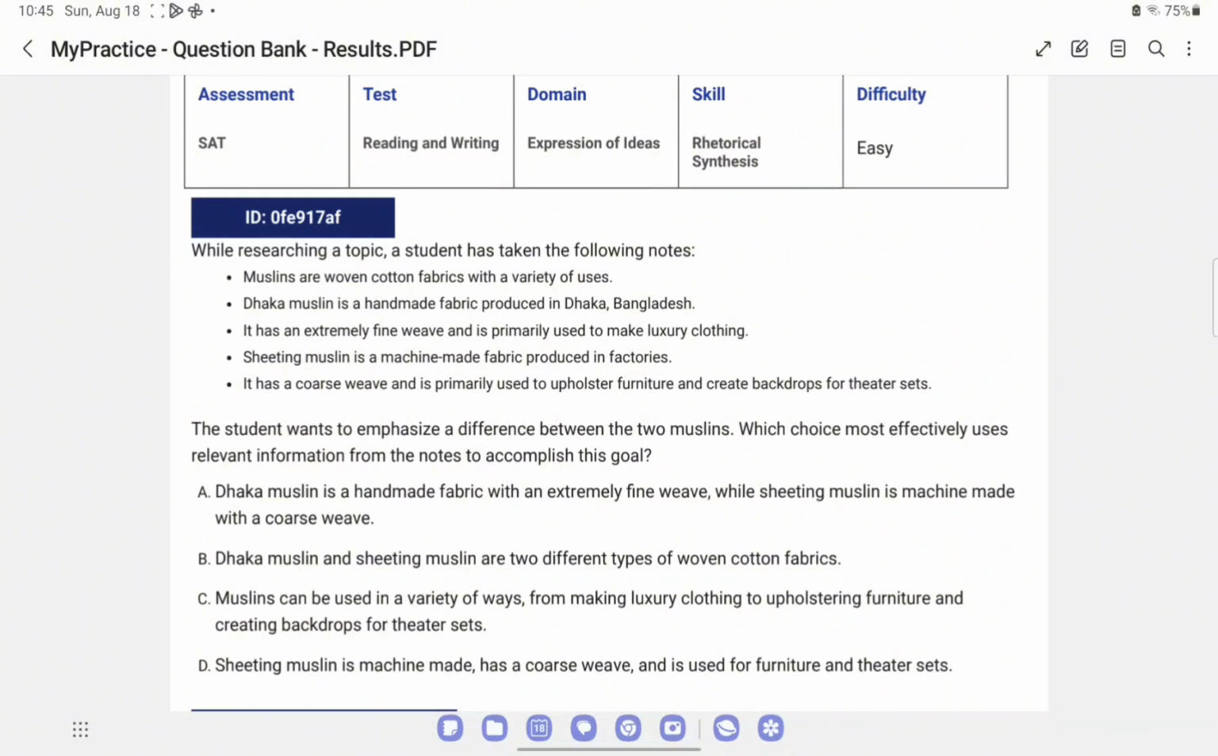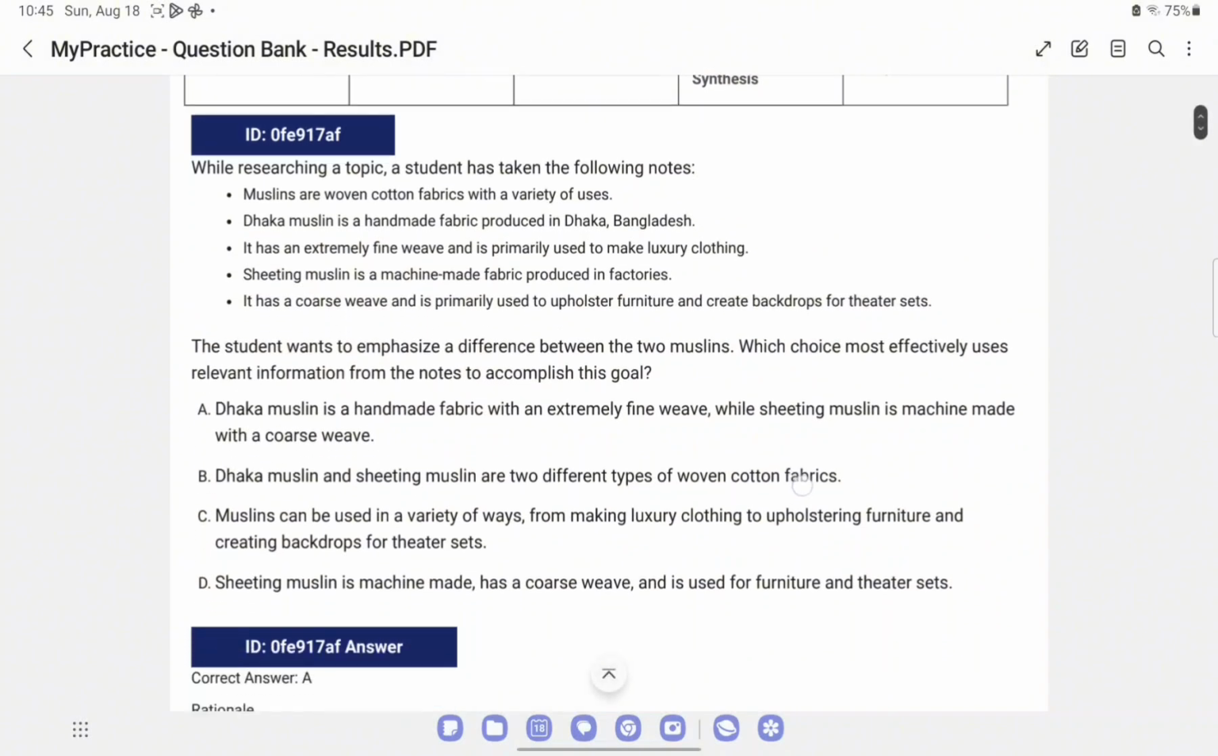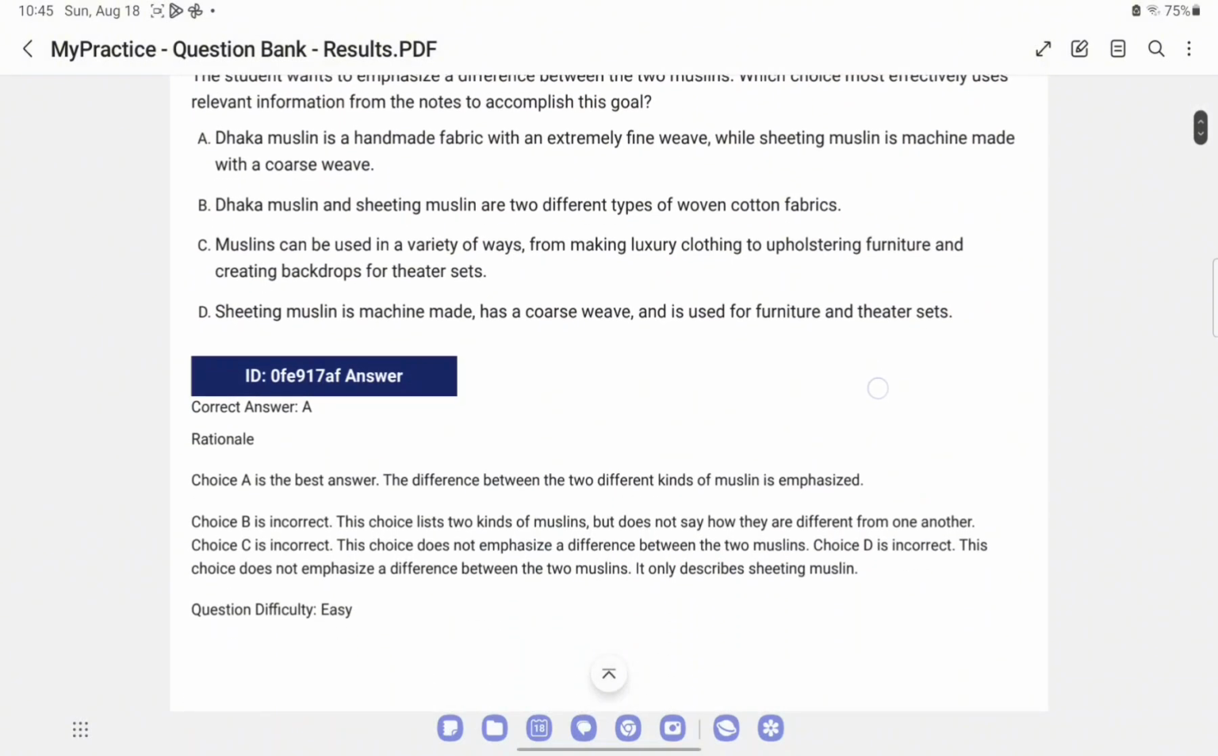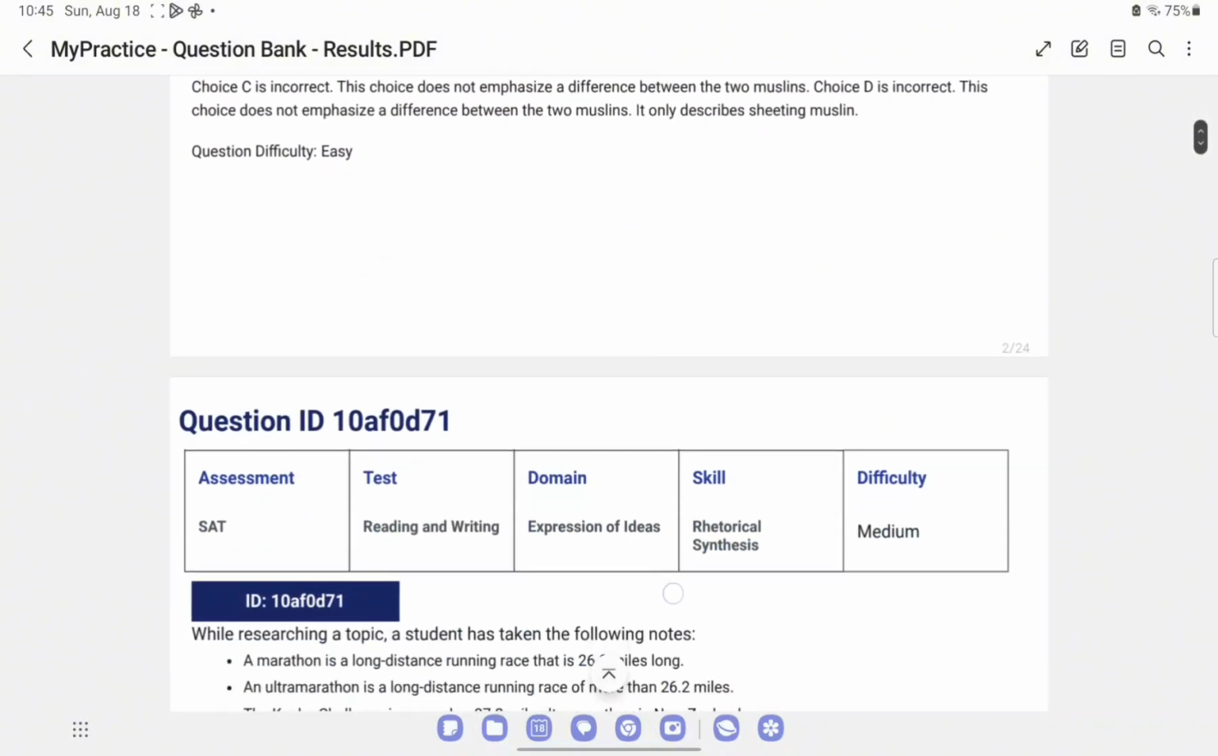But also B is saying something similar too, because it's saying two different types of woven cotton fabrics. So it's saying they're both made from woven cotton fabrics, just two different types. So I'm pretty sure it's A. Let's see. Yes, A is the correct answer. And let's see why B is incorrect. It says this choice lists two kinds of muslins but does not say how they're different from one another. Yeah, they say they're two different types of woven cotton fabrics, but they don't put any emphasis on how they differ. So yeah. Okay, next.